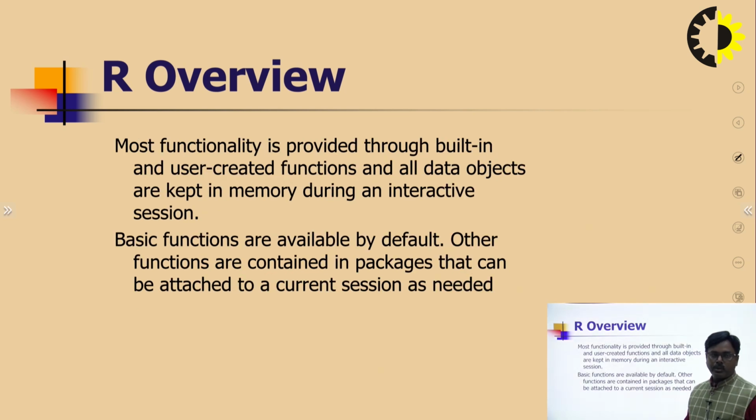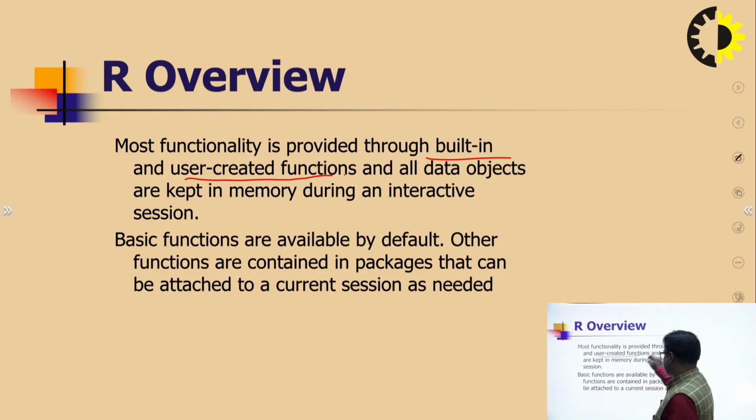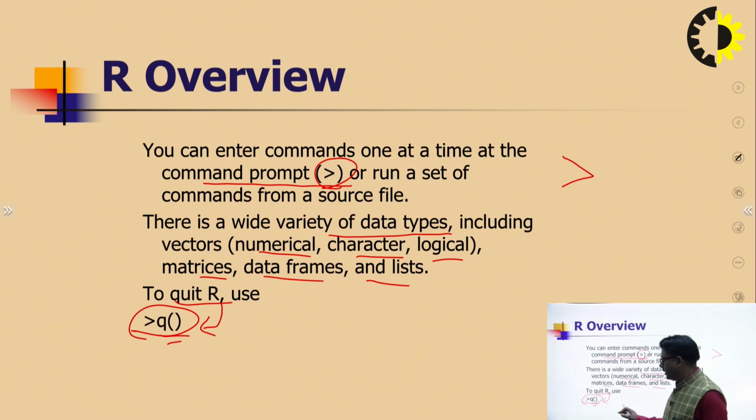Most of the functionality is provided through built-in and user created functions. This is a very important part. User created functions need good programming capability to write. Built-in functions are already present, and all those codes are already maintained. You only have to use them, as we saw earlier with quit. For quitting out of R programming, we use this method, that is q and round parenthesis.